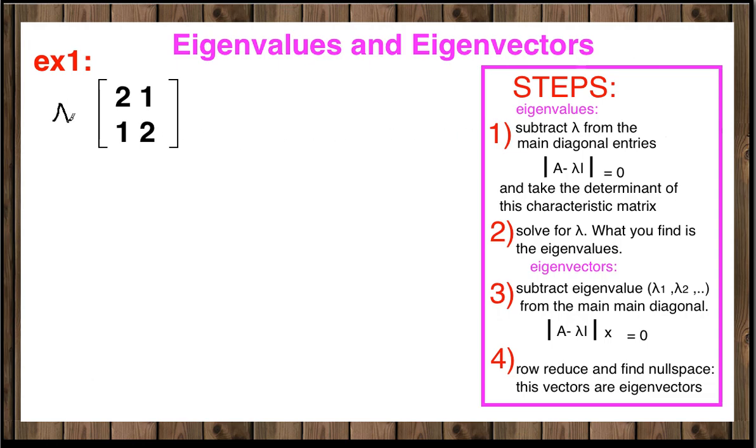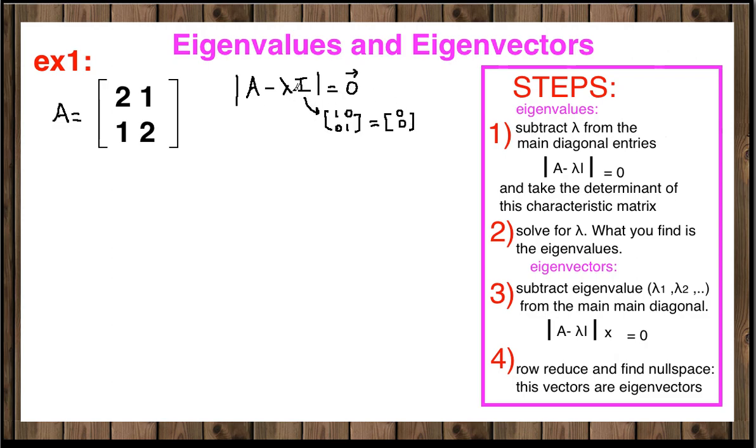We were given matrix A, 2, 1, 1, 2. Our characteristic equation will be determinant of A minus lambda I equals the 0 vector. Here A is our original matrix, which is 2, 1, 1, 2. Lambda is the constant, the scale factor. I is our identity matrix, which is 1, 0, 0, 1. Here it is 2 by 2. And it's going to be equal to 0, 0, which is 0 vector.